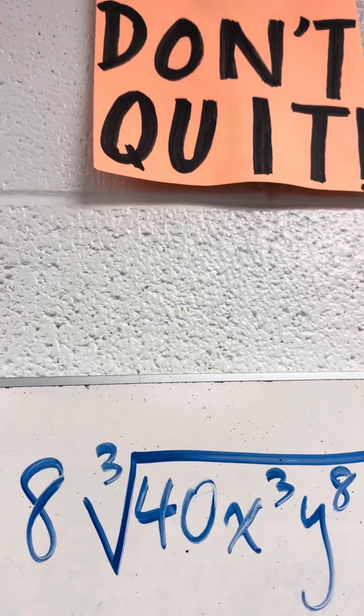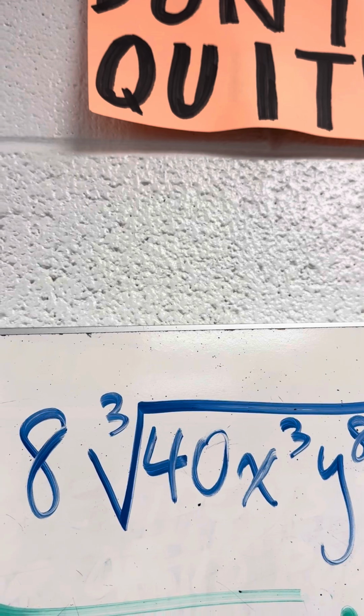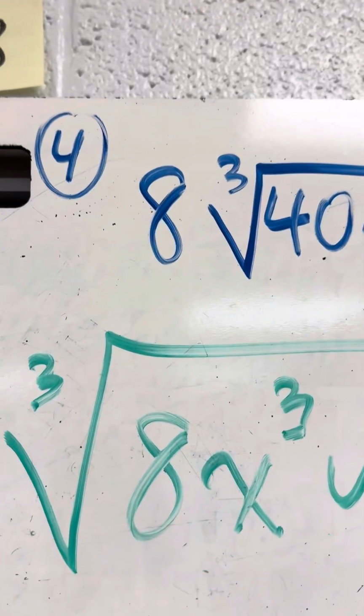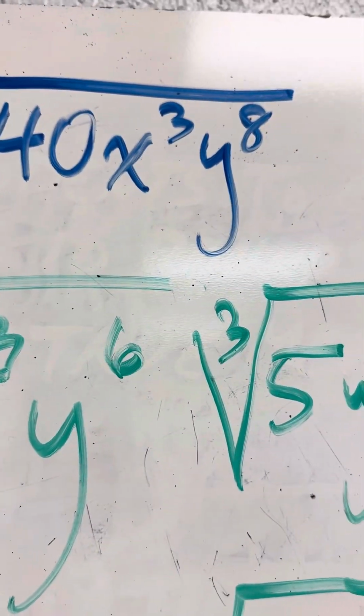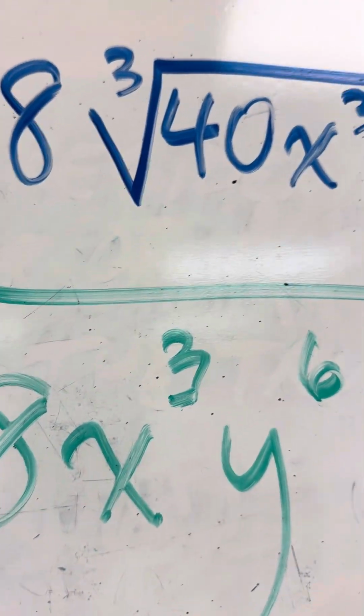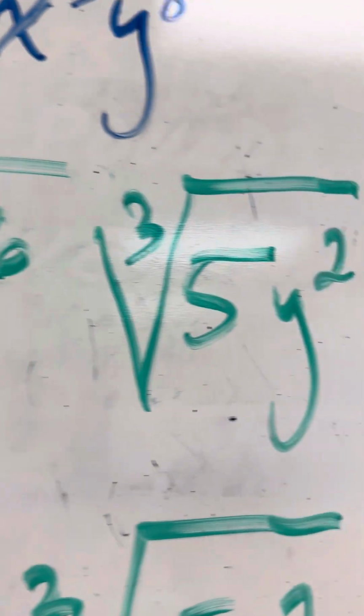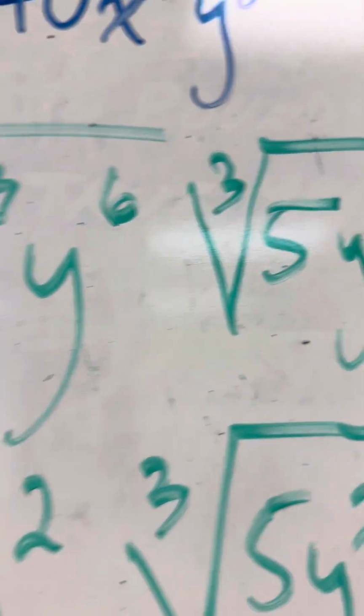8 times cube root of 40, x to the 3rd, y to the 8th. What perfect cube goes into 40? Well, 8 goes into 40 5 times. X to the 3rd is a perfect cube. From y to the 8th, you take out y to the 6th, and you're left with y to the 2nd.